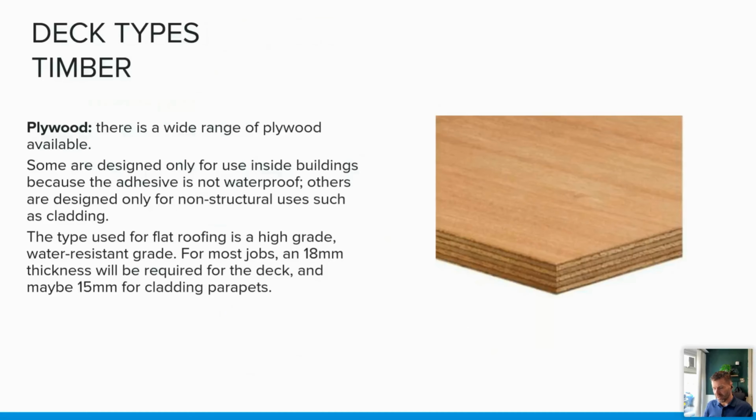So onto the deck types. When it comes to timber, there are various types of timber out there that we see as structural decks. Plywood is one of them. There's a wide range of plywoods out there, generally 18 to 19 millimeters thick. When it comes to roofing grade, it should be external grade as well. It can be down to 15 millimeters, depending on the closeness, if the supporting structure is closely spaced enough, all that kind of thing.